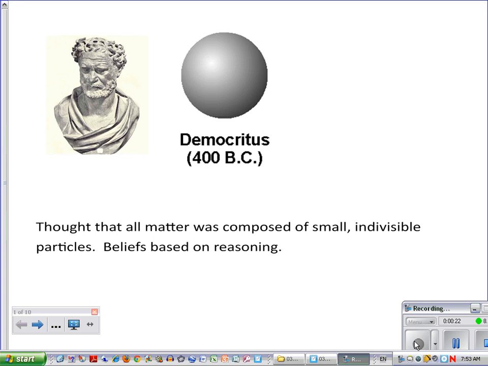But first of all, Democritus, he was not a scientist. He just sat on a rock, scratched his head, and he thought about things, and he said, hey, I bet all this stuff out there is composed of these small particles that can't be divided any further. And he termed those atoms.